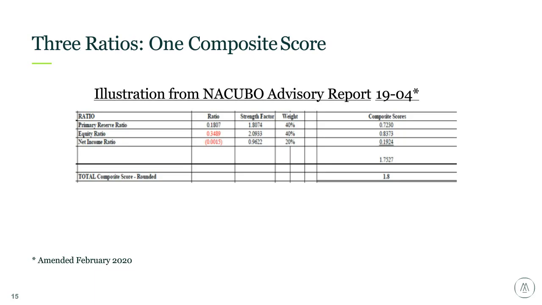This slide is an illustration of the composite score. It's taken straight from the NACUBO advisory report. So at the bottom, you'll see the composite score. You'll take the weighted average of the three different ratios that I discussed earlier: the primary reserve ratio, the equity reserve ratio, and the net income ratio. The weight is different for not-for-profits versus proprietary institutions, but we'll cover that in the next couple slides.